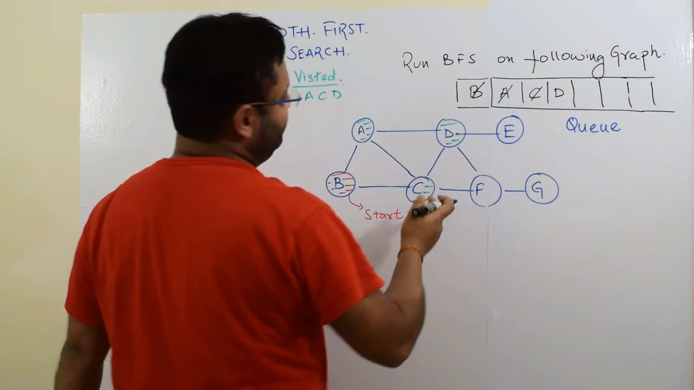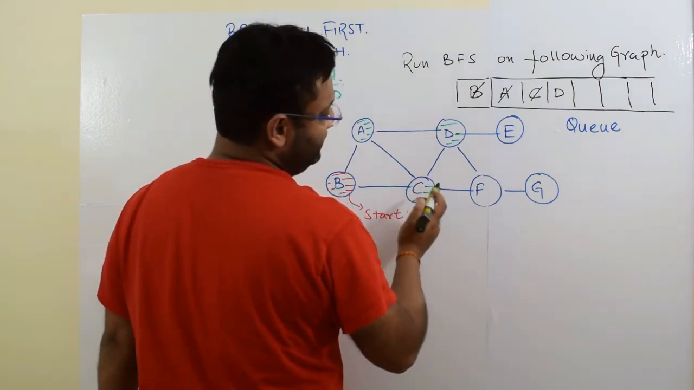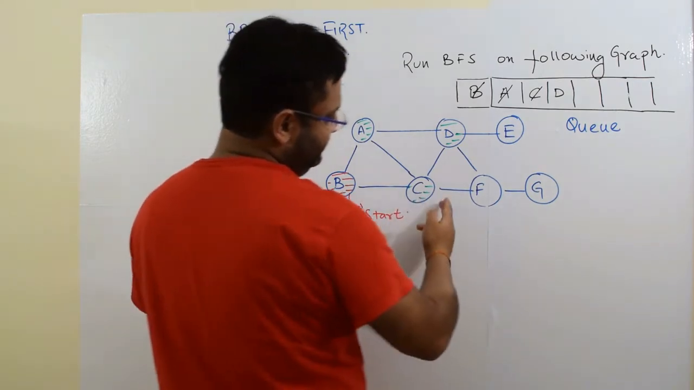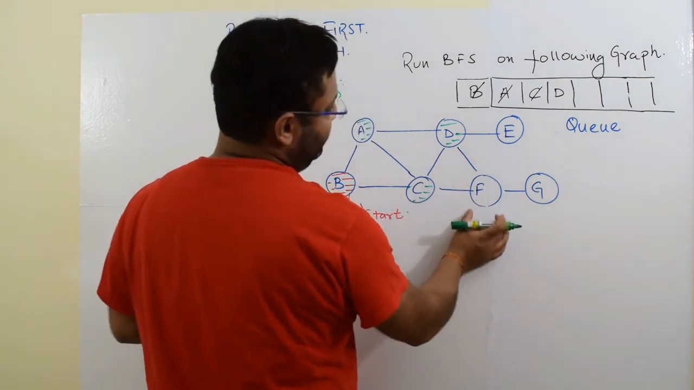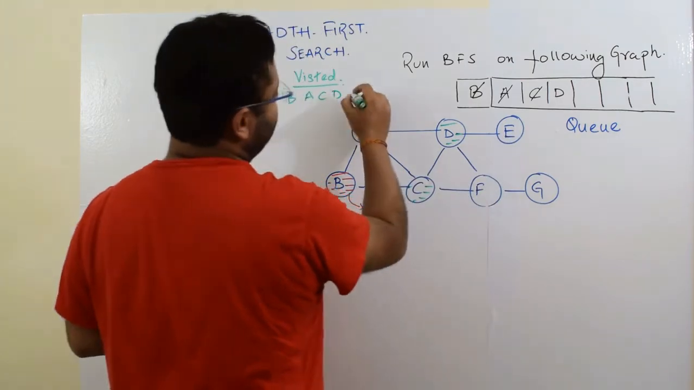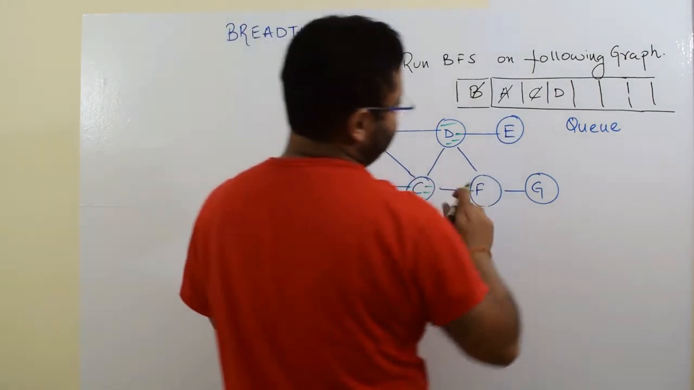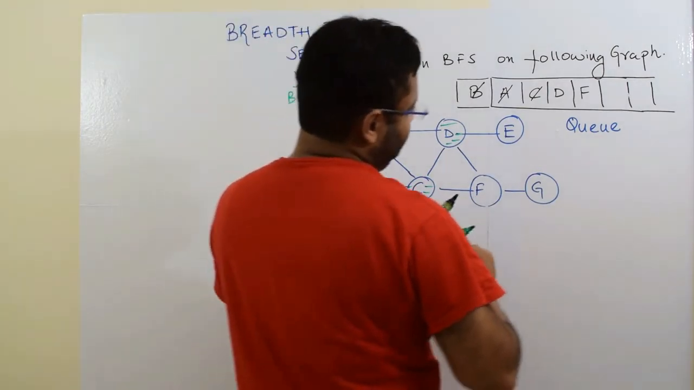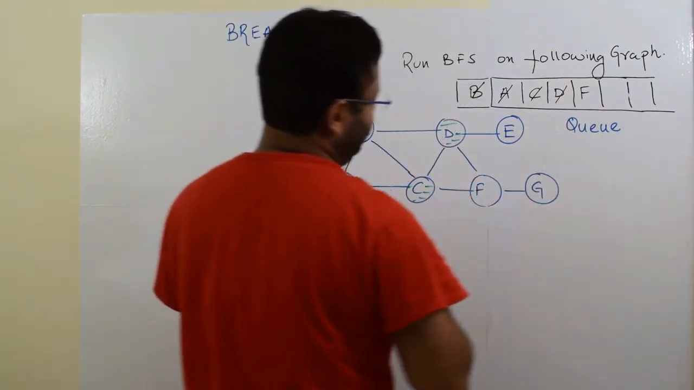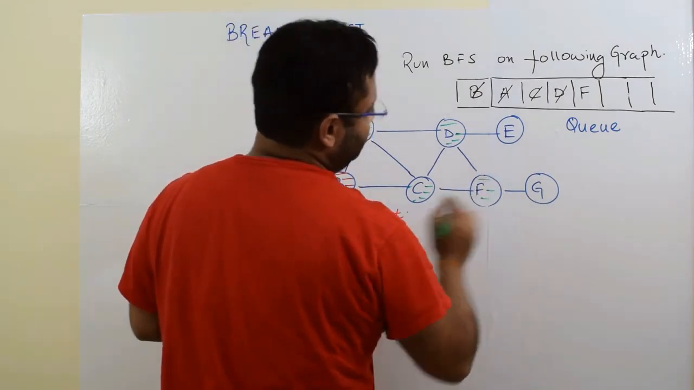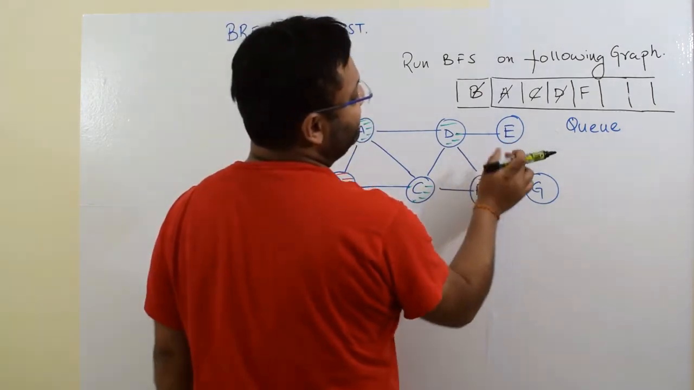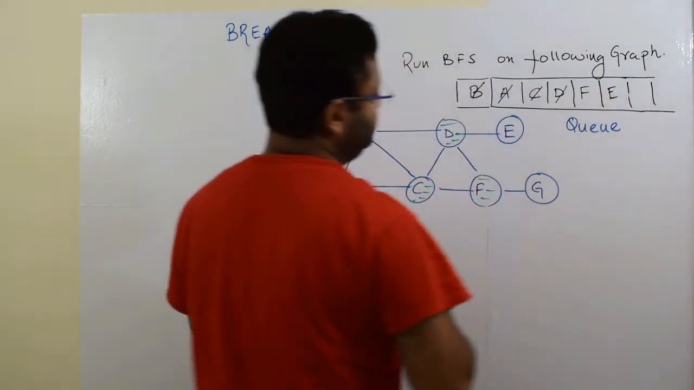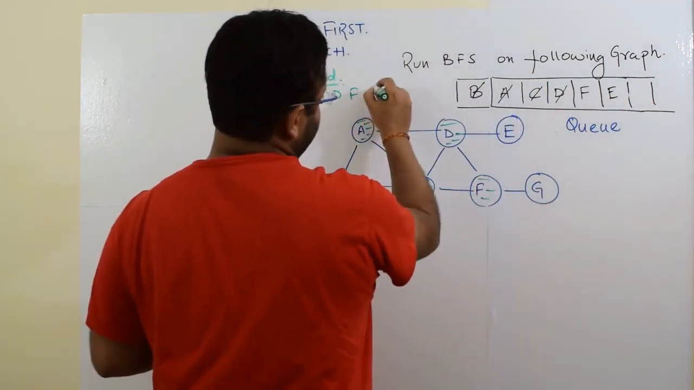So when we have taken C out, what are the neighbors of C which have not yet been visited? Definitely there is only one neighbor, F. So F, we'll mark it as visited and push it into the queue. Now what do we need to take out? D. Again the same logic. What are the neighbors of D which have not yet been visited? Only one, that is E. So we'll push E into the queue and mark it as visited.